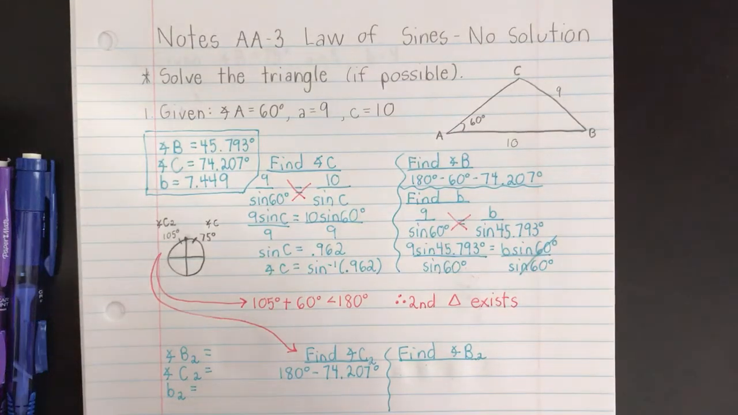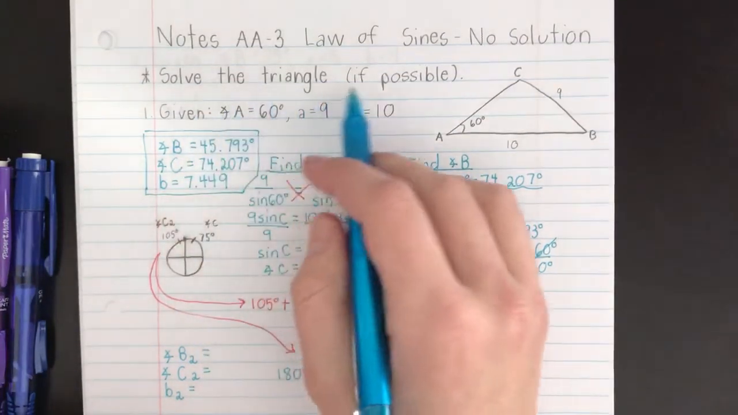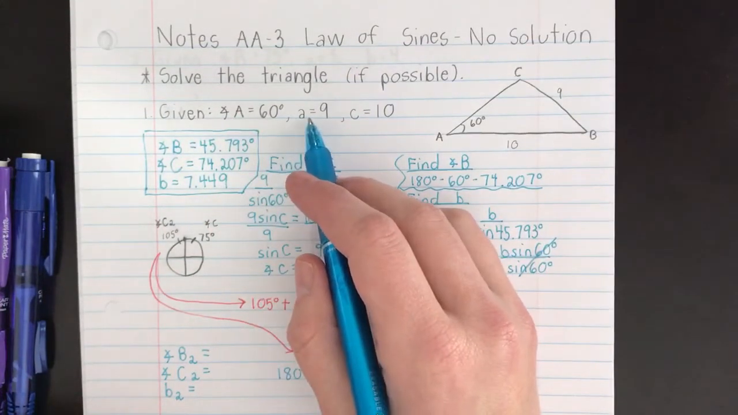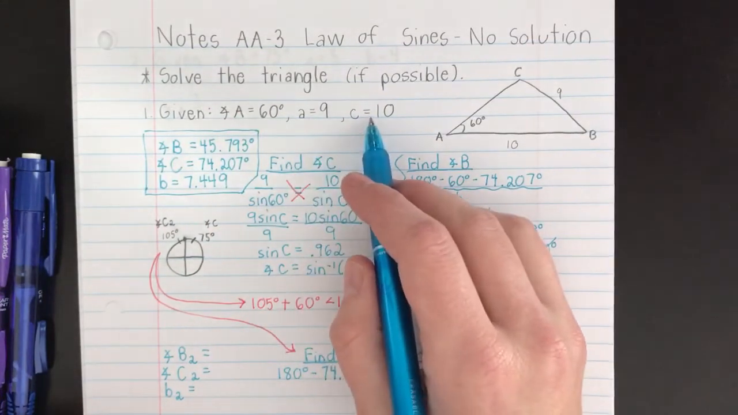Today we're looking at notes AA-3, Law of Sines, No Solution. So first we want to refresh what we did the last day. Solve the triangle if possible, given angle A is 60 degrees, side A is 9 units, side C is 10 units.